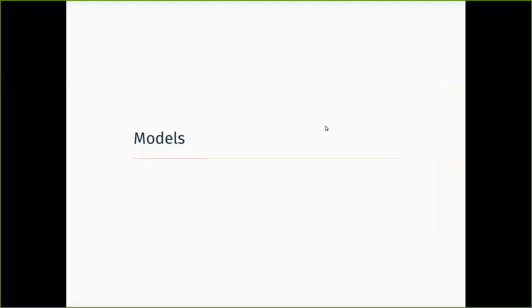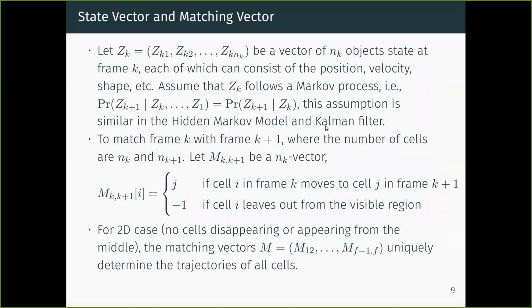How can we do it? Now let's go into details of the model. First, we define 2 key concepts: the state vector, which consists of the position, velocity, and shape. And we assume it follows a Markov process. Another is the matching vector. If cell I in frame K moves to cell J in frame K plus 1, then the I-th element would be J. Otherwise, it would be -1.